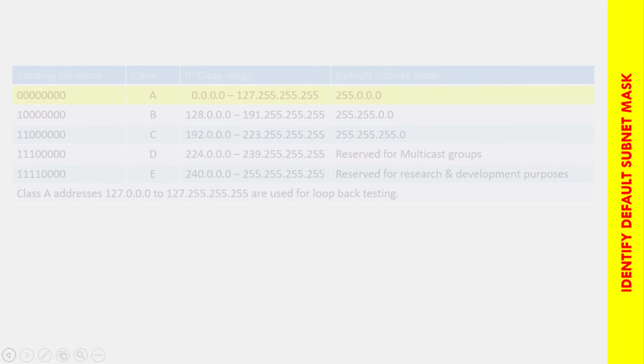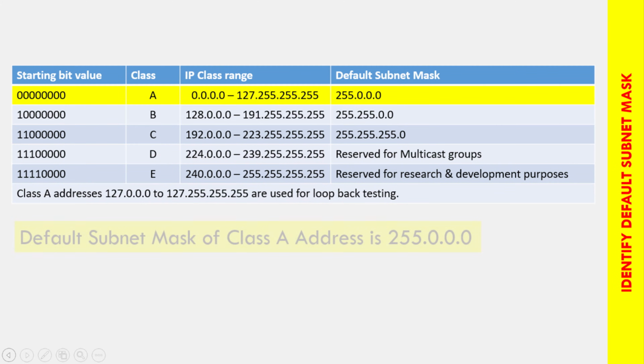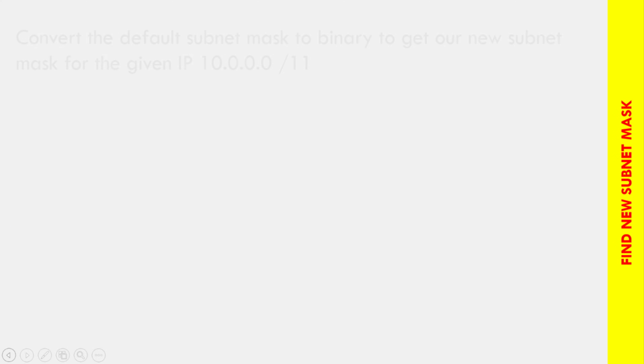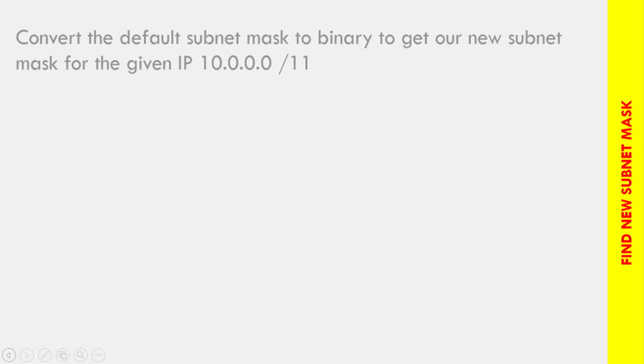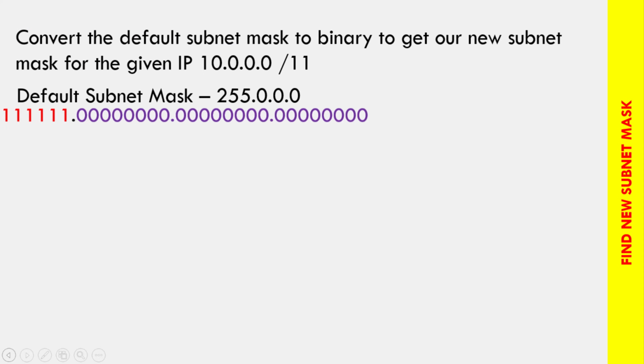You can find from the table that the default subnet mask of class A address is 255.0.0.0. Our next step is to convert the default subnet mask into binary. Please remember that all the ones are network bits and all the zeros are host bits.